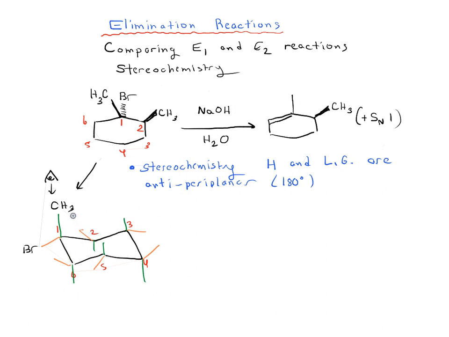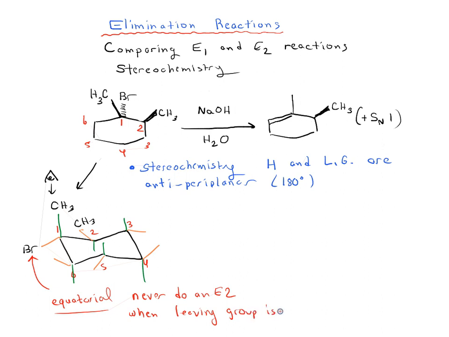And then that means that carbon 2, this is up, but up in the sense that this is equatorial here. This is equatorial. And if you look, notice that in the way we've drawn this here, our bromine is equatorial. And if you've seen previous videos in this series, you'll know that we can never do an E2 when the leaving group is equatorial.